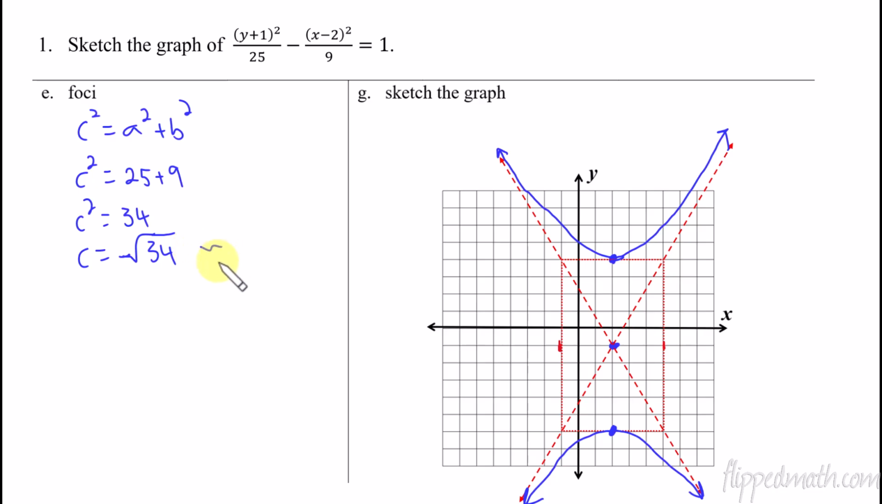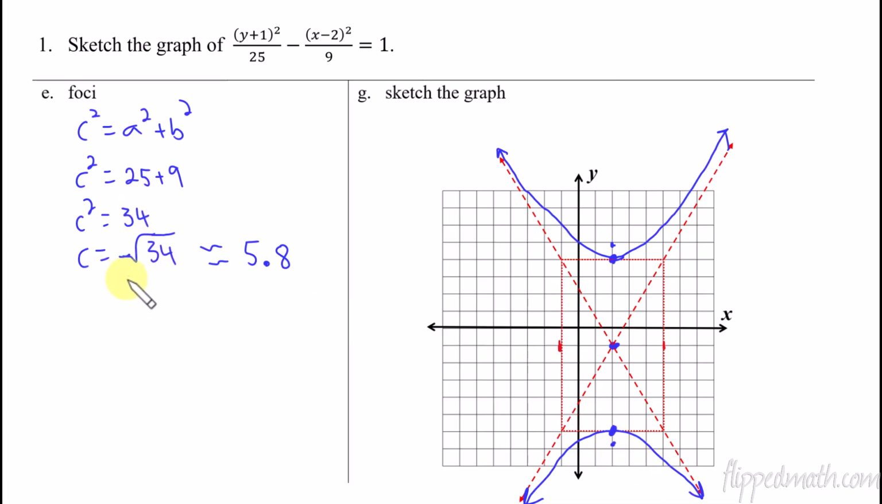Okay, so that's approximately, without my calculator, square root of 36 is 6. So this is going to be, I don't know, 5.8, 5.9, something around that value. I'm just estimating. So it's going to be from the center 5 point something, just a little bit short of 6. So there's my focus. There's a focus right there. Down 5.8, almost 6. There's another focus there.